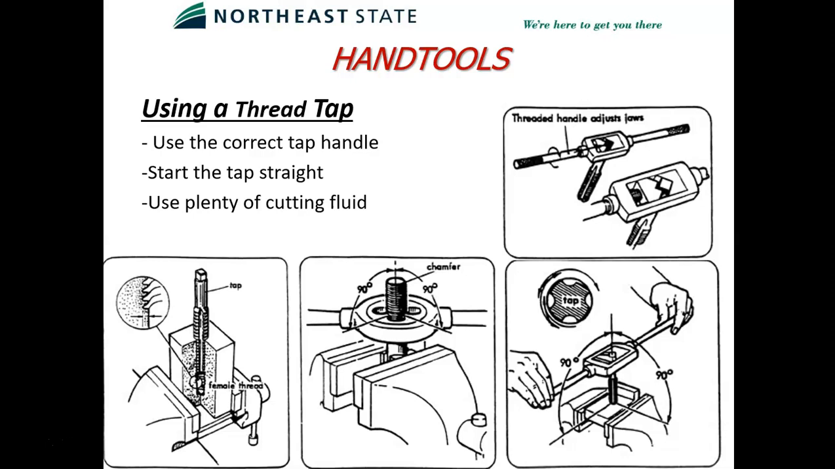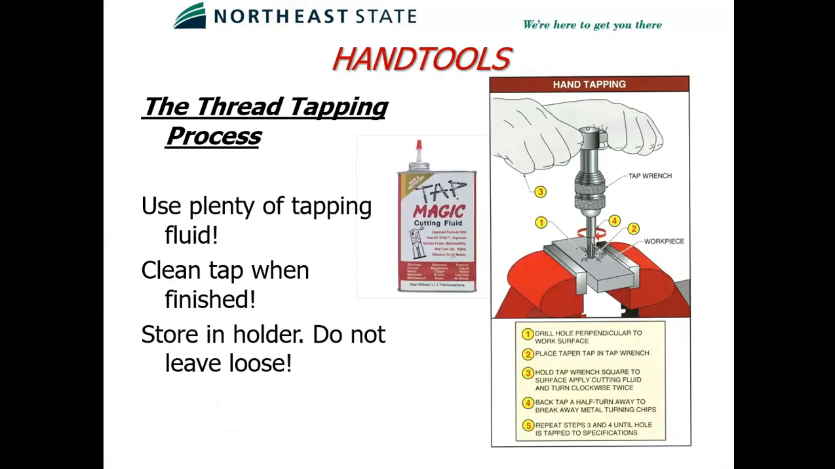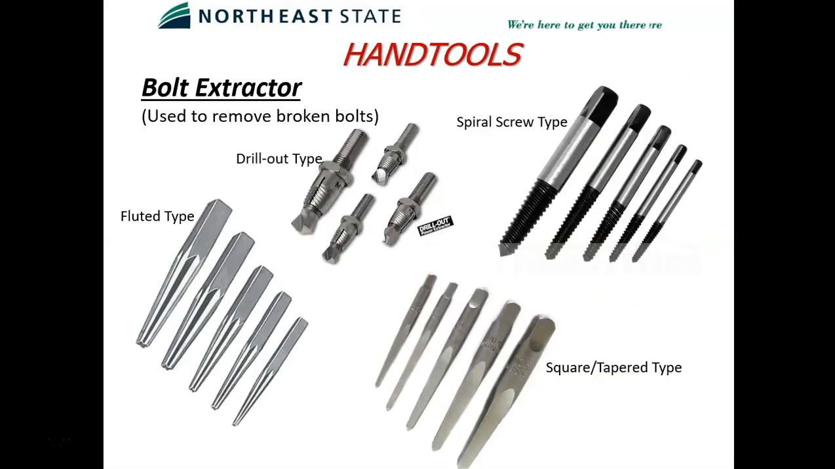So as you're tapping, you go about a full turn, and then you back it off a 1/4 turn. You can actually feel it break the chip up, and then it makes a small piece, and as you tap it, it'll start working its way up through the flutes. So here's some tap magic. Always use cutting fluid or some type of fluid on it. That protects your tap, makes good threads as well.